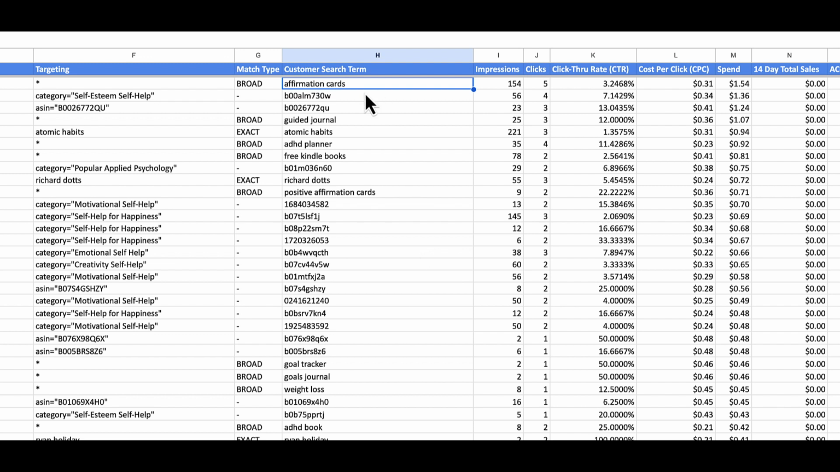Now check this out. This is a spreadsheet. This is a search results spreadsheet from Amazon. This is actually Australia. And here is a snippet of this massive spreadsheet. Just to give you an idea, this is called affirmation cards. And then down here, there's positive affirmation cards. Interesting. Also, guided journal, ADHD planner, right? So just taking these four things: affirmation cards, guided journal, ADHD planner, and positive affirmation cards.